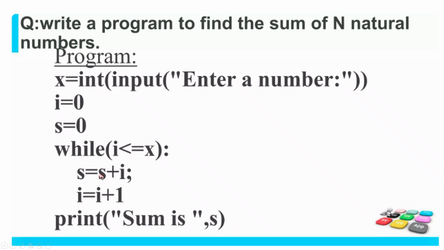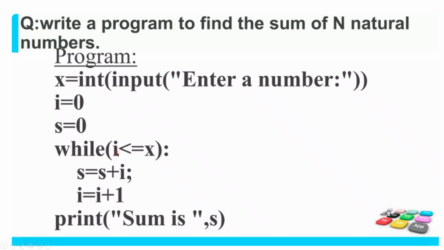Since it is less than x, again s will be added, s plus i. The earlier value of s was 0, and the current value of i is 1. 0 plus 1 will become 1, so the new value of s is 1. Now the current value of i is 1. Again 1 plus 1 has been done, so the new value of i becomes 2.